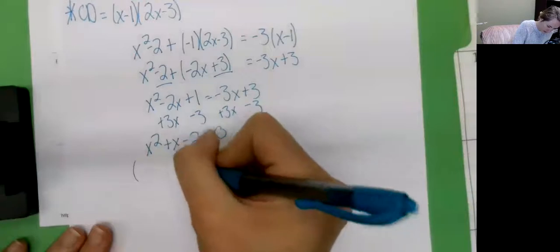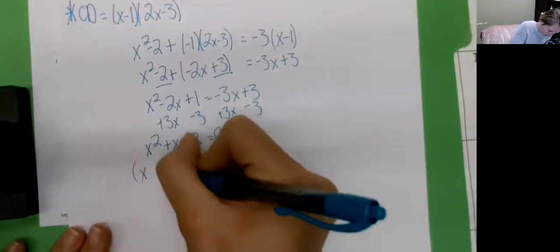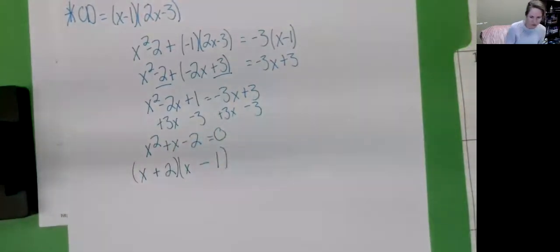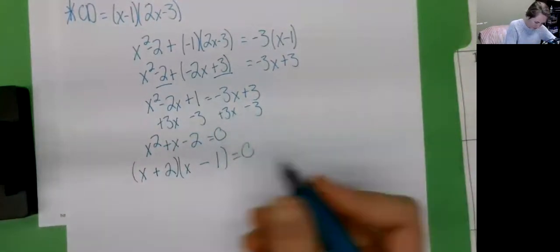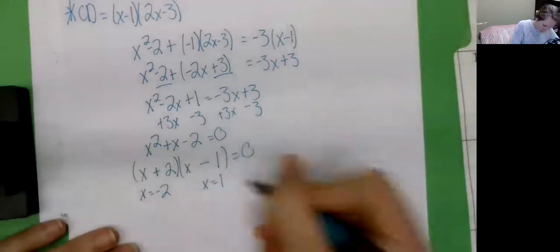Then we factor this, and factors of 2 that subtract to get 1 would be 2 and 1, and we want positive in the center, so positive 2, negative 1. So our answers are x equals negative 2 and x equals 1.